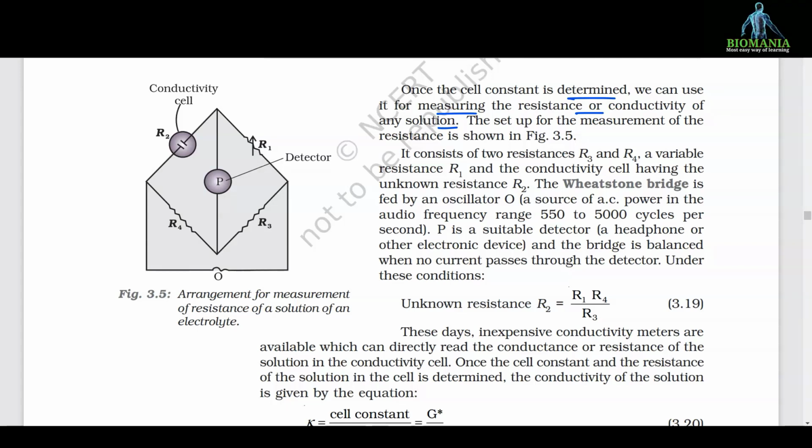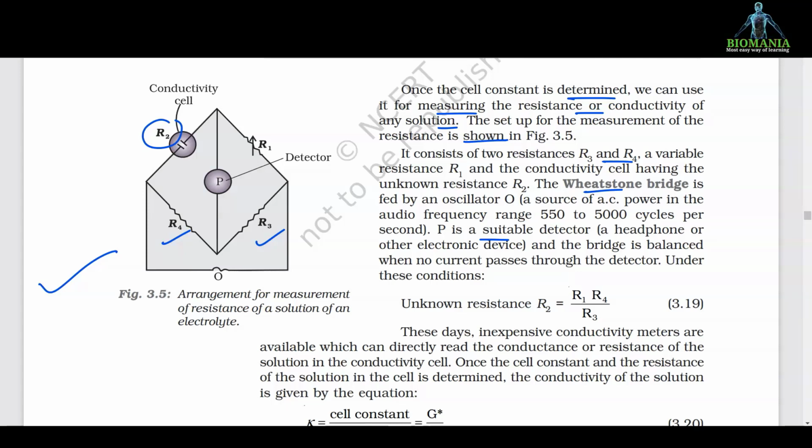The setup for the measurement of the resistance is shown in figure 3.5. It consists of two resistances R3 and R4, a variable resistance R1, and the conductivity cell having the unknown resistance, that is R2. The Wheatstone bridge is fed by an oscillator O, that is a source of AC power in the audio frequency range between 550 to 5000 cycles per second. P is a suitable detector, that is a headphone or other electronic device, and the bridge is balanced when no current passes through the detector. Under these conditions, unknown resistance R2 = R1R4/R3.